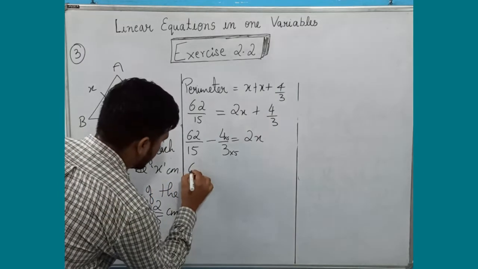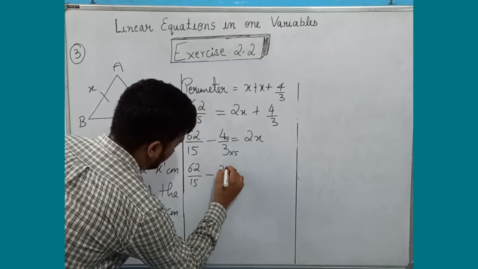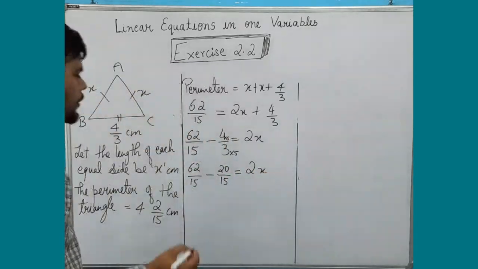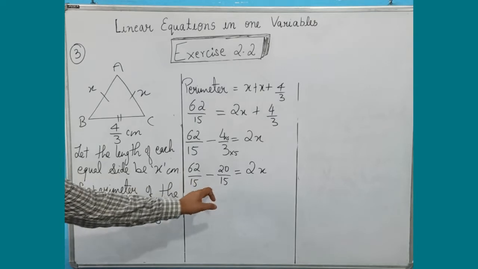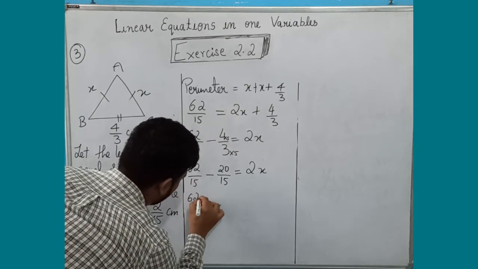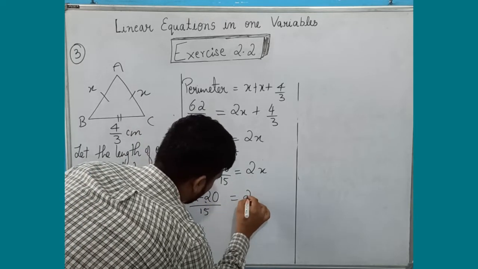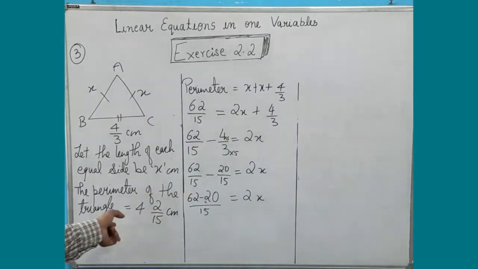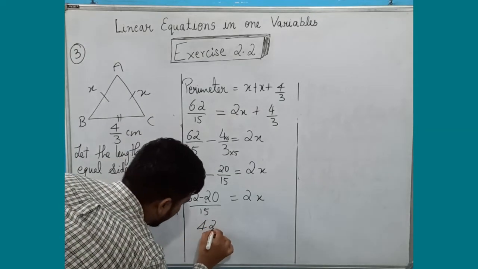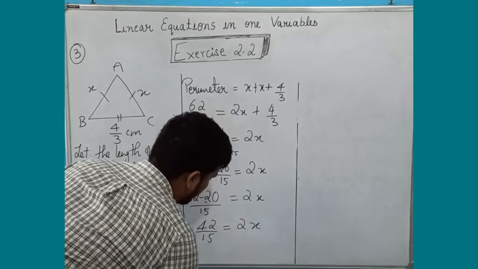Same thing will happen to the numerator as well. So we have here 62/15 minus 20/15 is equal to 2x. So now we have the denominator same, so I can write it only once, and I can do a subtraction of the numerators is equal to 2x. So 62 minus 20 will give me 42/15, which is equal to 2x.